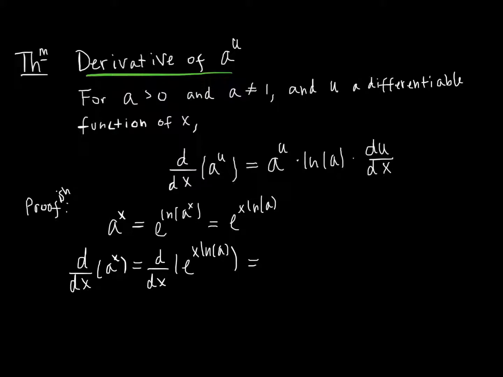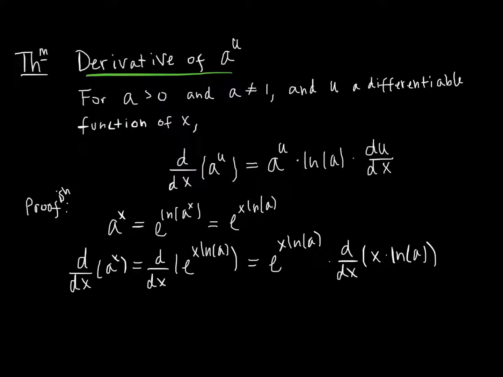And we remember from what we just learned that this is going to be e to the x natural log of a times the derivative of this up here. But remember, it's the derivative with respect to x. So think about what that means. Times the derivative with respect to x of x times natural log of a.